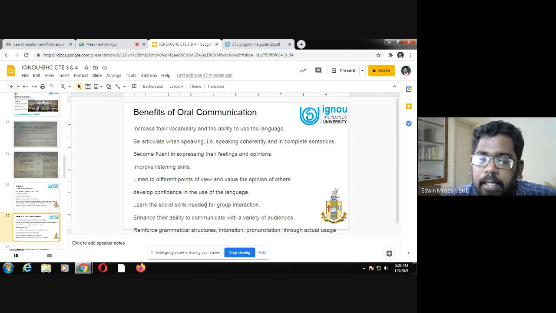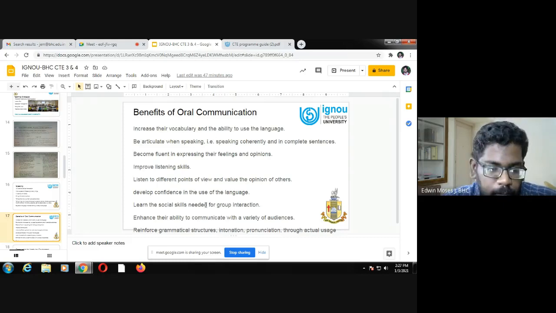In English, every word has more than one or two meanings. Okay, more than two or three sometimes, right? Every word has more than one meaning, and it is used according to the context. So words are context sensitive. So you should know when and where to use them.